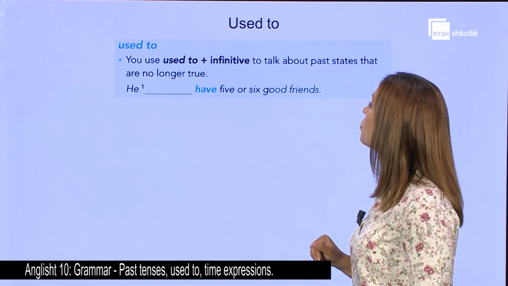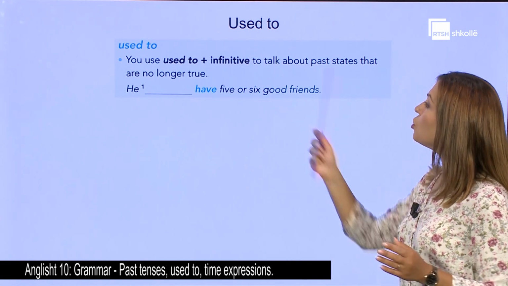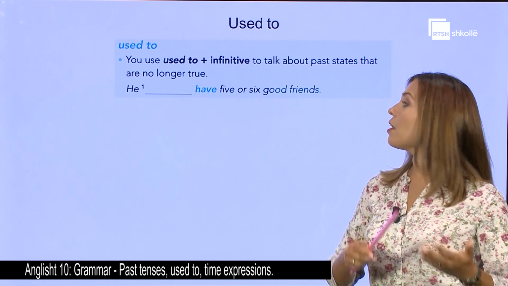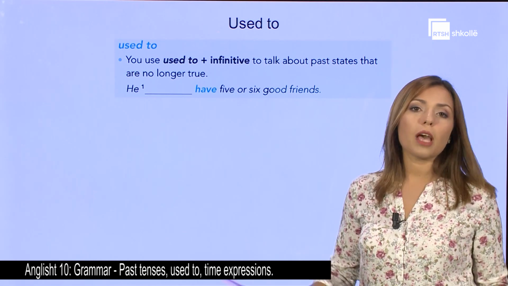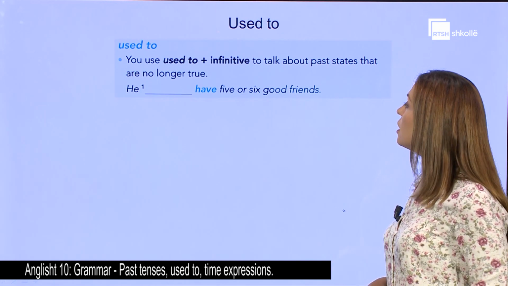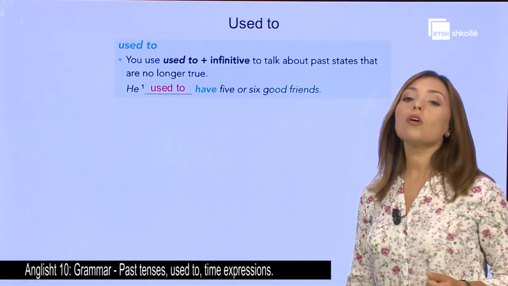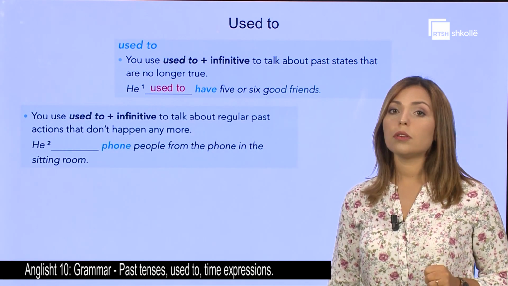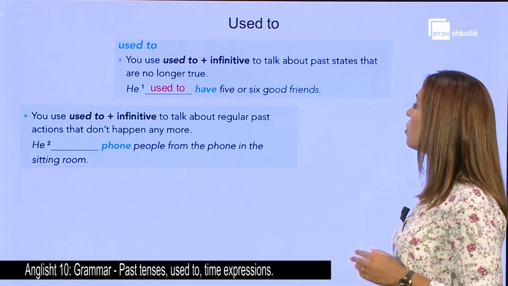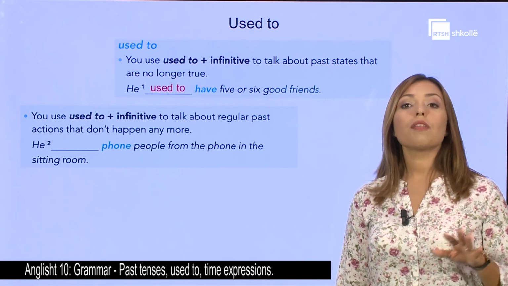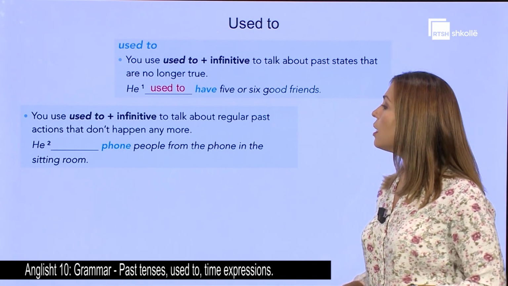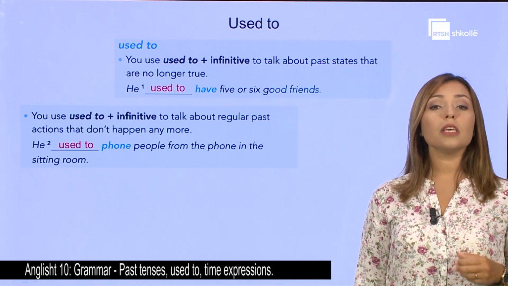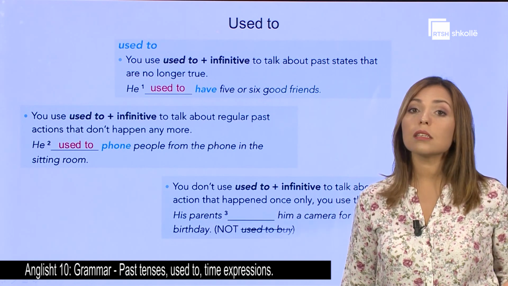Also, we're going to see used to. So, used to: when we want to talk about past states, things that happened in the past, but they don't happen anymore. So, he used to have 5 or 6 good friends. He used to have. He doesn't have anymore. Or, when we want to talk about things or actions that don't happen anymore, like he used to phone people from the phone in the sitting room. He used to do that, but he doesn't anymore.